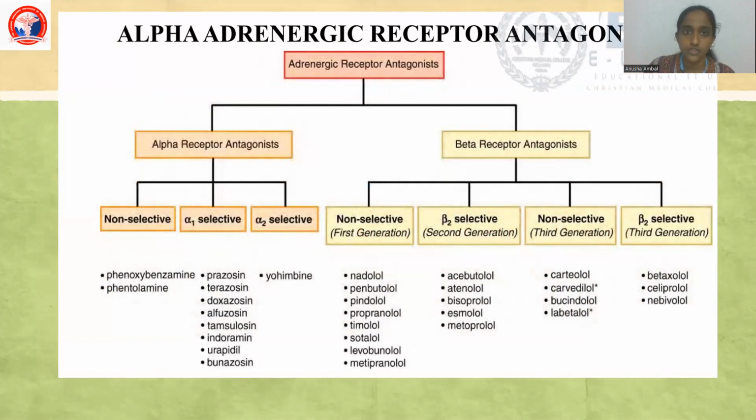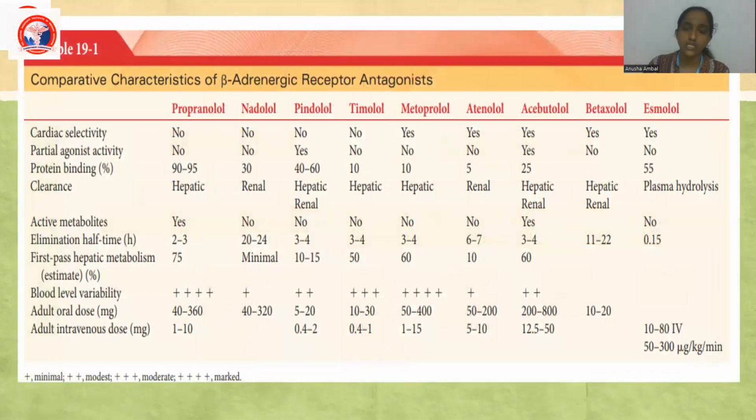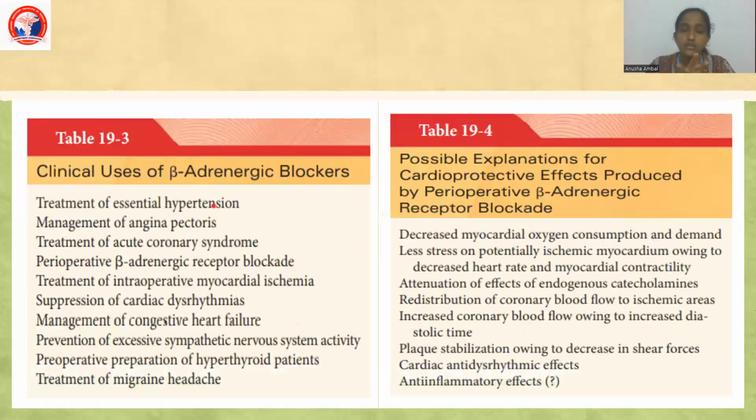Now, this is just the classification. So this is beta blockers. There are many beta blockers. We commonly know metoprolol, esmolol, labetalol, acebutolol, betaxolol, carvedilol, atenolol, bisoprolol, propranolol. So why do we use beta blockers? We normally prescribe beta blockers for hypertension.